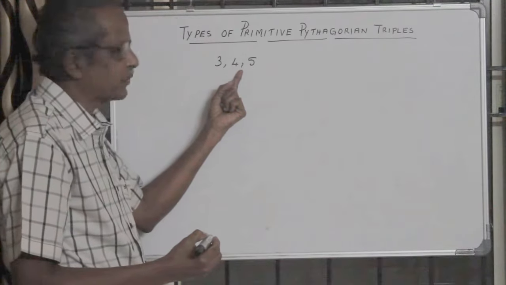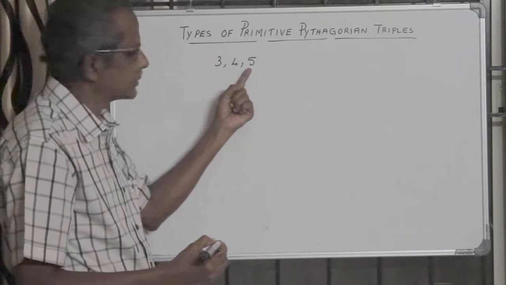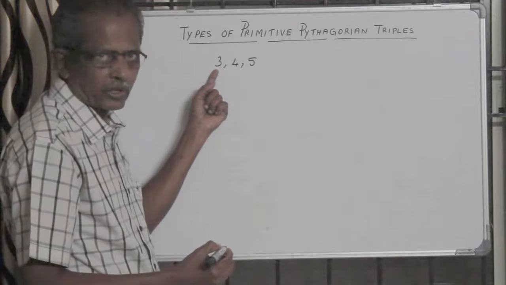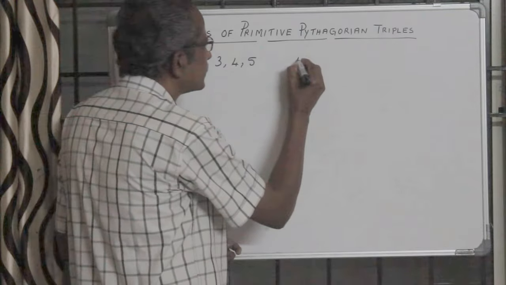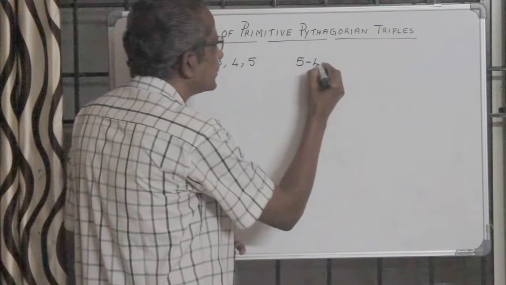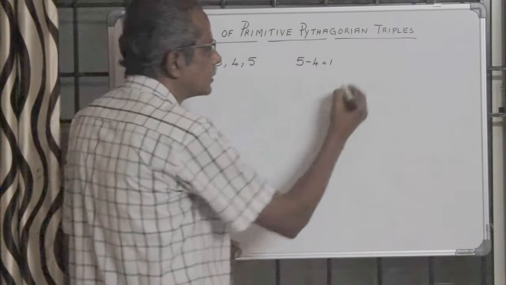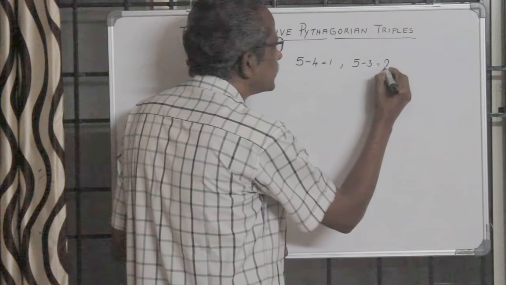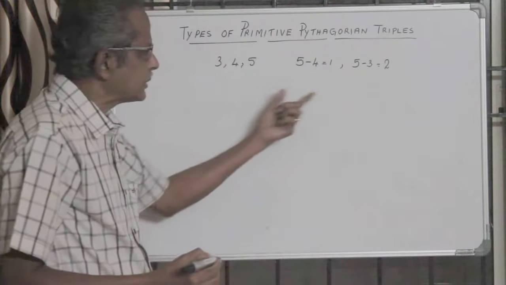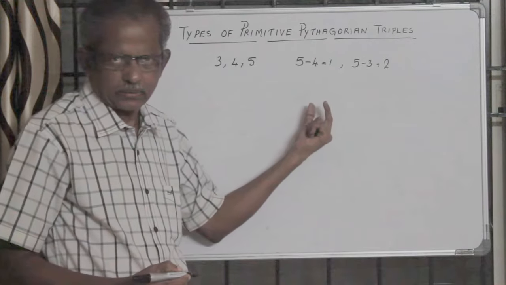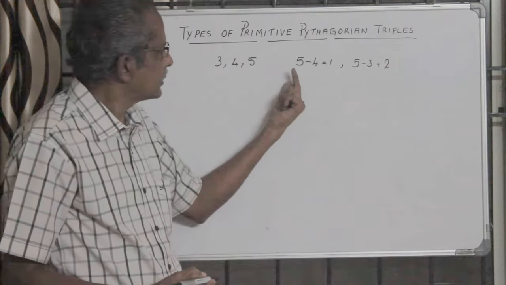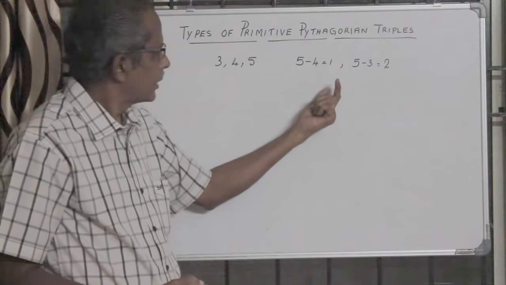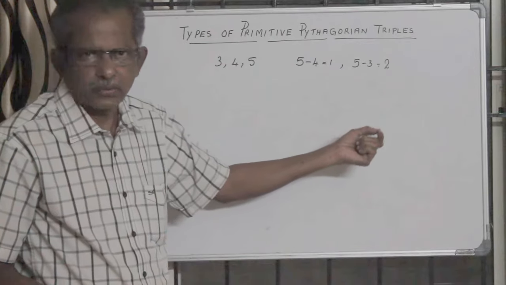The longest side, that is 5, is the hypotenuse. This is the largest side among the remaining two, and this is the smallest one. Then 5 minus 4 is equal to 1. Again 5 minus 3 is equal to 2. From this, we cannot understand anything. Two numbers, the difference between two numbers, the difference between another two numbers. We cannot come to a conclusion from this.